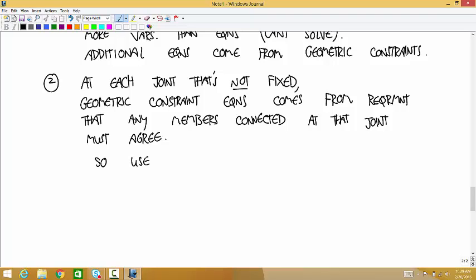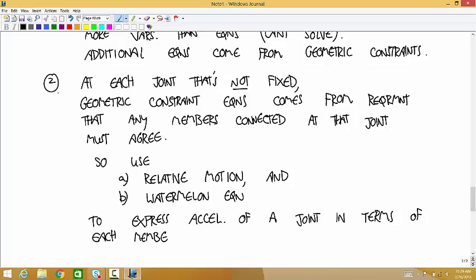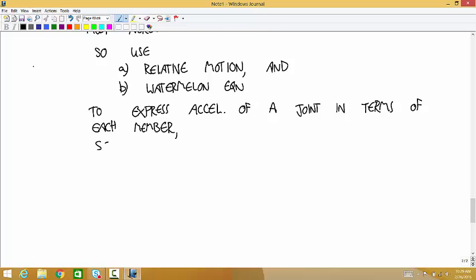So we're going to use relative motion and the relative acceleration equation to express the acceleration of a joint in terms of each member, and then set those equal.